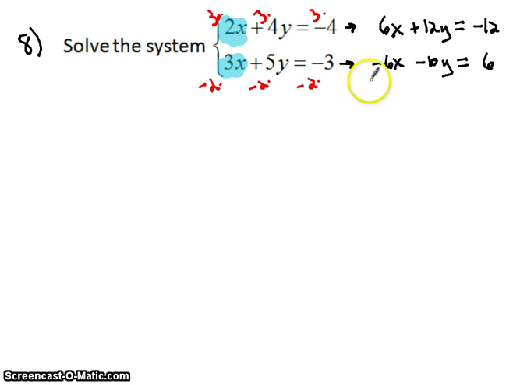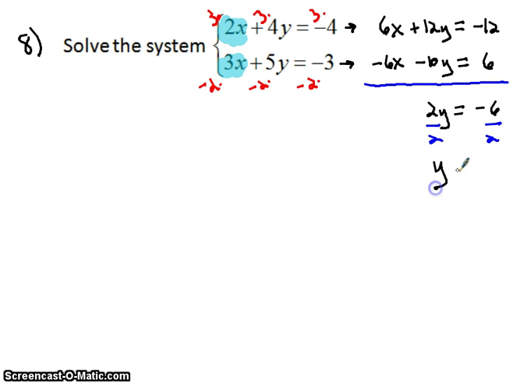I can now add straight down and get an equation with one variable. 6x and negative 6x is 0. 12y and negative 10y is 2y. 12 negatives and 6 positives is 6 negatives. I can now divide by my y coefficient and get that the value of y is negative 3.